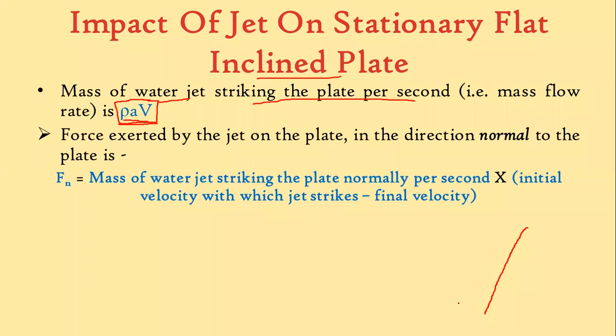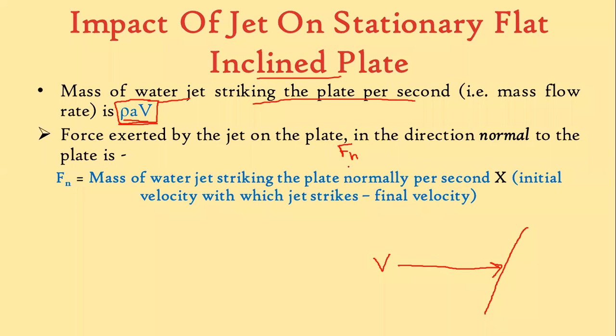This is an inclined plate, and this is the direction of the jet. Velocity is v. Now, as the jet and plate both are meeting each other at an inclined position, we cannot directly find out the force, because this is not a normal force, and we always know to find out the normal force.